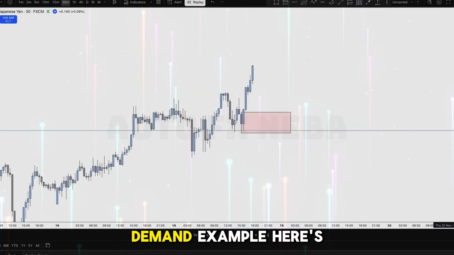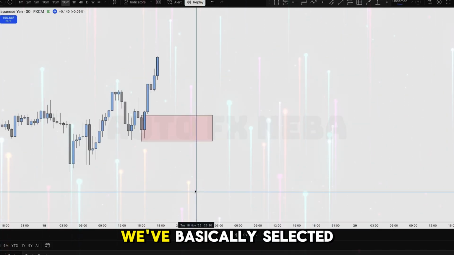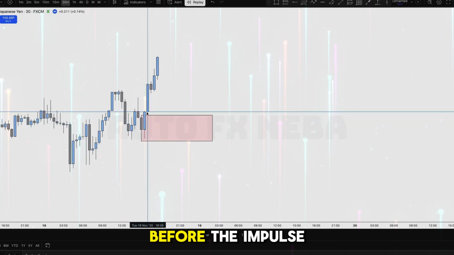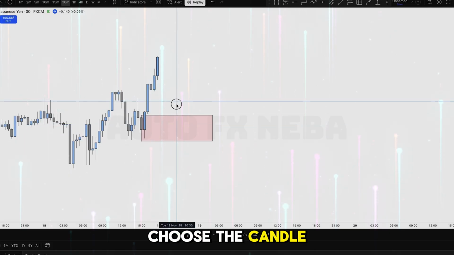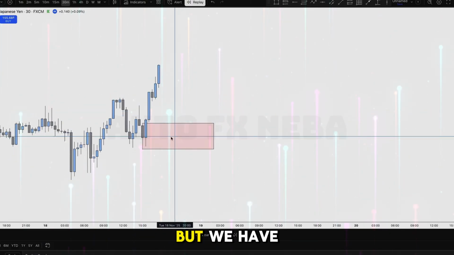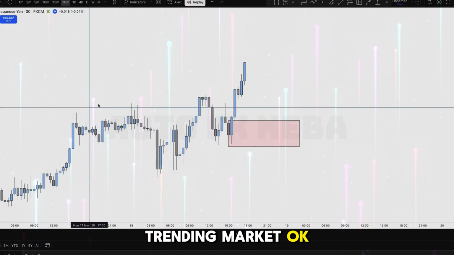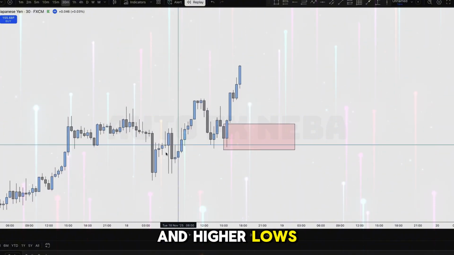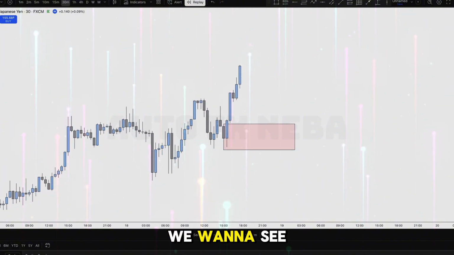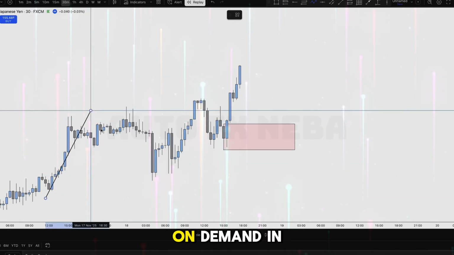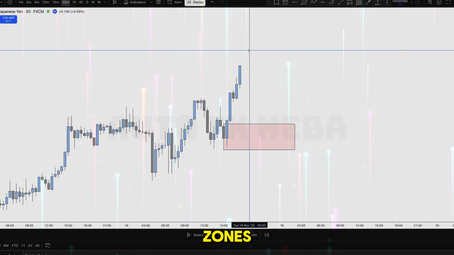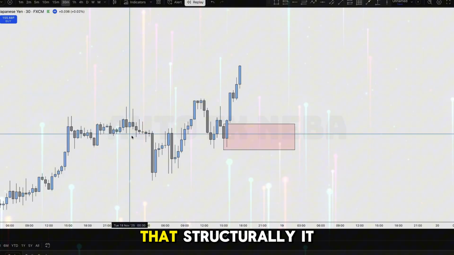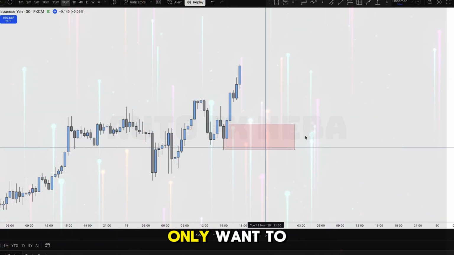Now for a demand example, here's our zone. We've basically selected the final candle before the impulse. In just one moment, I'll talk through how I plot the zones and how I choose the candle to actually operate as demand and supply. But we have here an uptrending market, making higher highs and higher lows. As we know, that's the kind of picture we want to see. So we only want to focus on demand in an uptrending move like this. We don't want to focus on supply zones because the market is telling us that structurally it is bullish. So therefore we only want to buy.